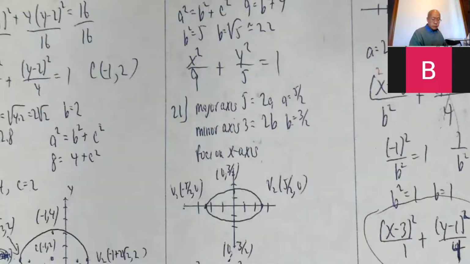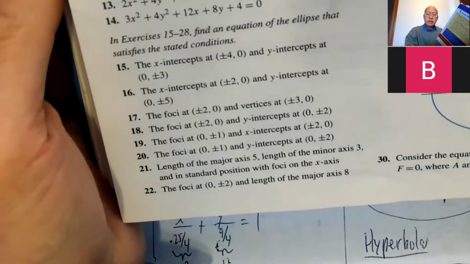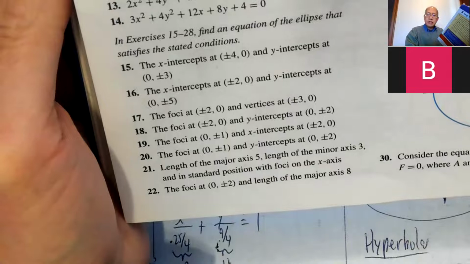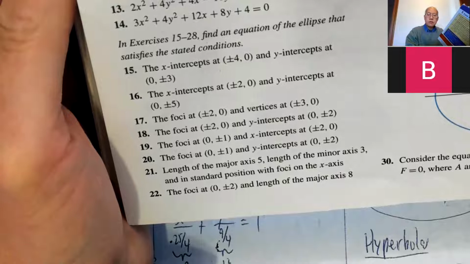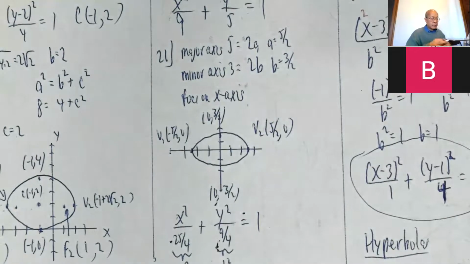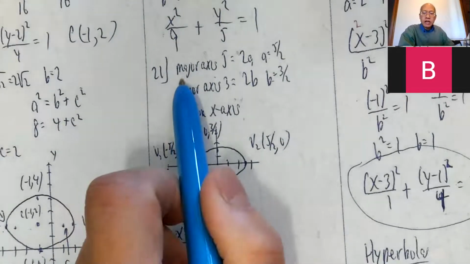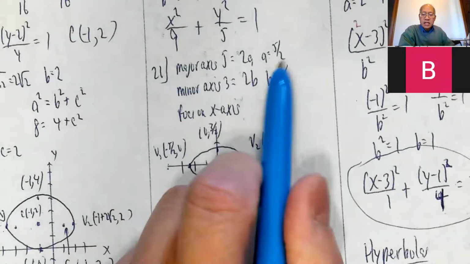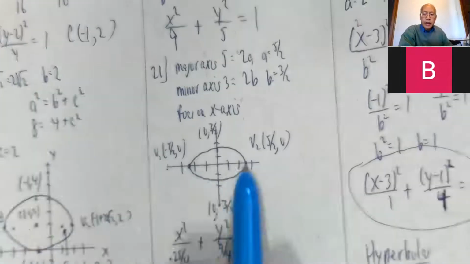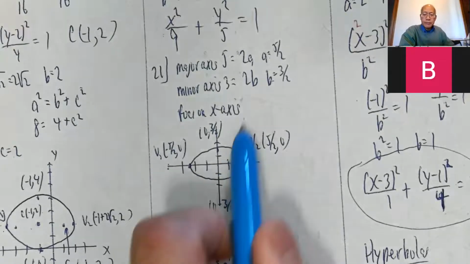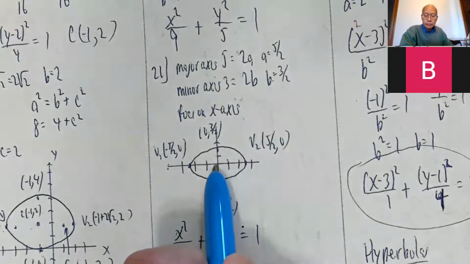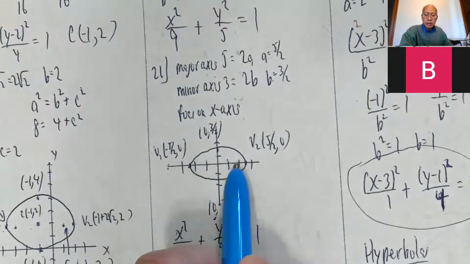21 was asked for yesterday. I have that here. 21. The length of the major axis is 5. The length of the minor axis is 3 in standard position with foci on the x-axis. Okay, so foci on the x-axis, that means we're bulging in that direction. Now, if the major axis is 5, A is 5 halves. The major axis is 2A. So this entire thing, that's halfway from the center each direction. So it's 2.5 to the left, 2.5 to the right. So that makes A equal to 5 halves. 2.5 that way, 2.5 that way makes a grand total of 5.